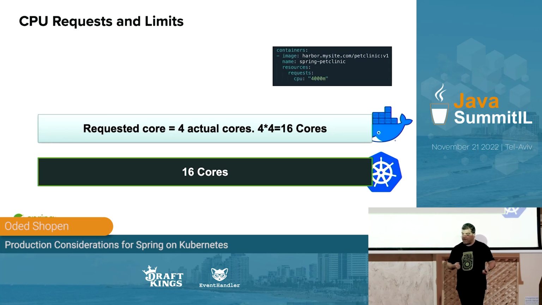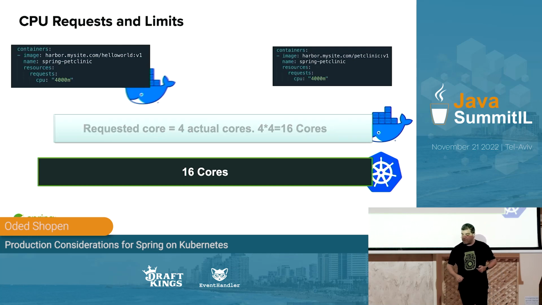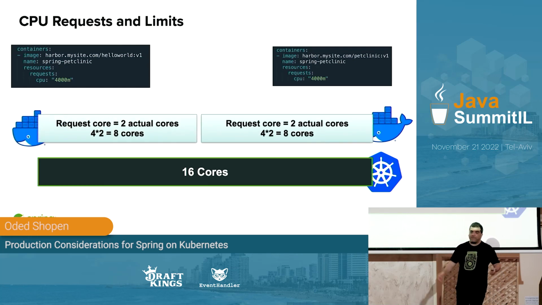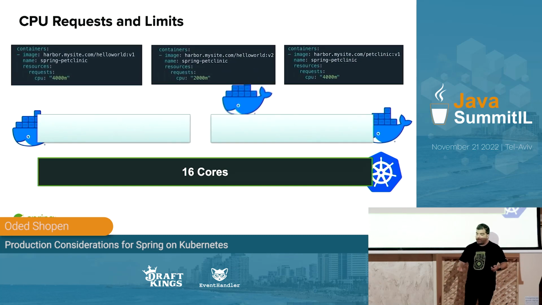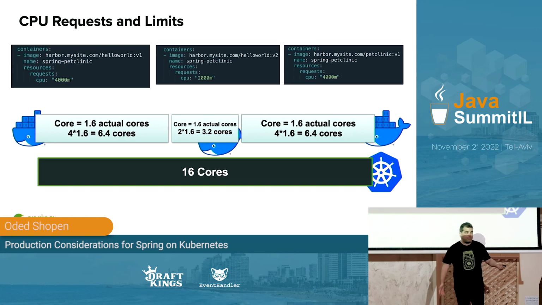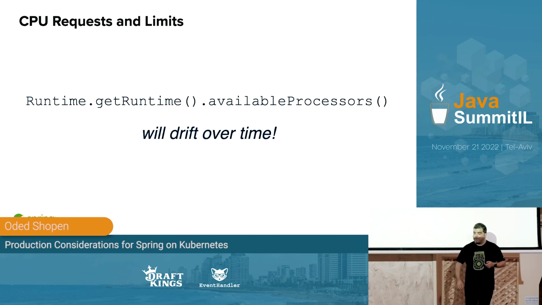Now another container comes into the picture. It also wants 4,000 millicores. It joins the same node. Now each one of them actually gets 8 cores. Get active processors becomes 8, right? And whenever you add additional containers, that number is going to change. Basically what it means is that the value of get available processors will drift over time. So the JVM can never really use that parameter to understand how to properly set the values for the JVM.